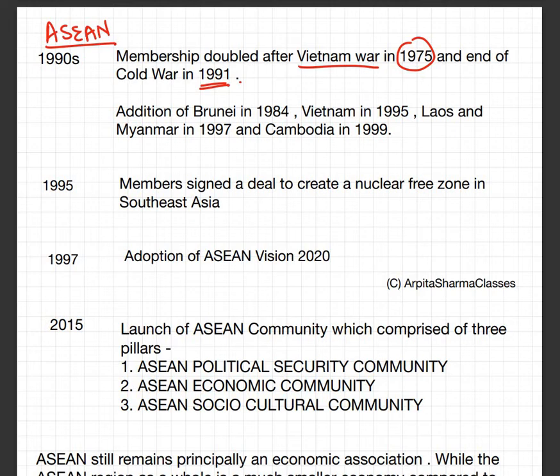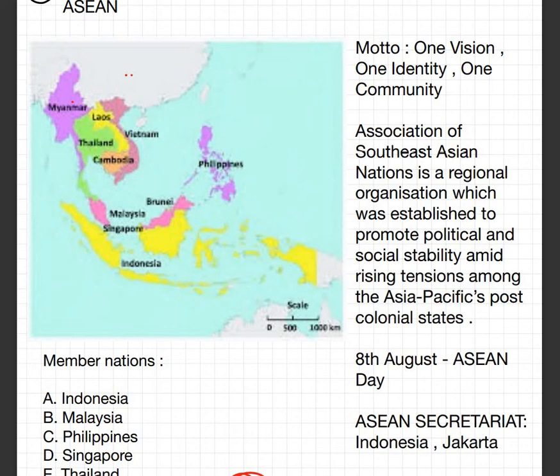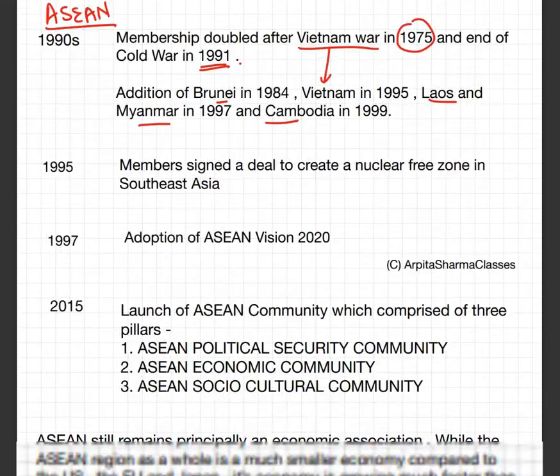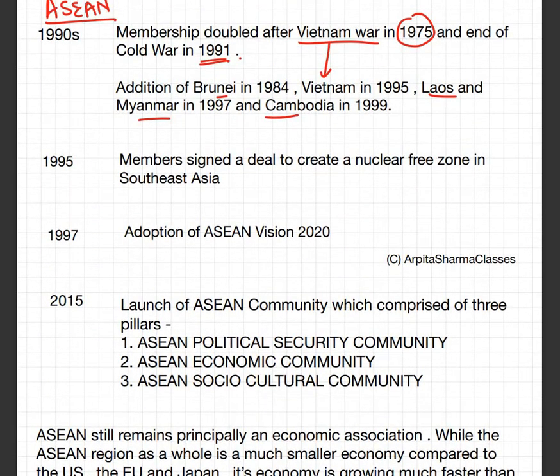Now we have to go over the timeline. 1990s में ना the membership doubled. Okay, ASEAN का membership it doubled. The member countries joining ASEAN increased after the Vietnam War in 1975 and after the end of Cold War in 1991. So which countries joined ASEAN? Vietnam joined ASEAN, Brunei joined ASEAN, Laos, Myanmar and Cambodia. These countries joined ASEAN. तो यहाँ पर आप देख सकते हो we have all the member countries of ASEAN.